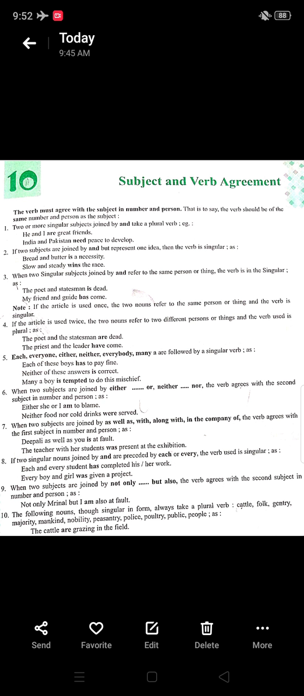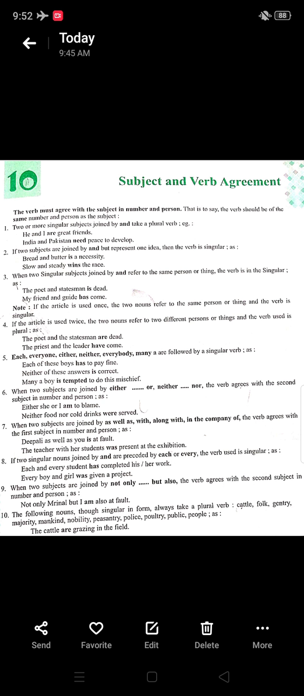Here either she or I. The second subject is I. Since I is singular, the verb should be singular, and with I the verb is am. Second one I am talking of is neither food nor cold drinks were served. Here first subject is food, second subject is cold drinks. Cold drinks are many in number, that means plural, therefore the verb is plural, that is were. That is why I haven't used was here.